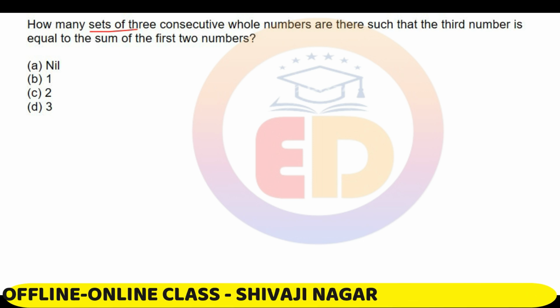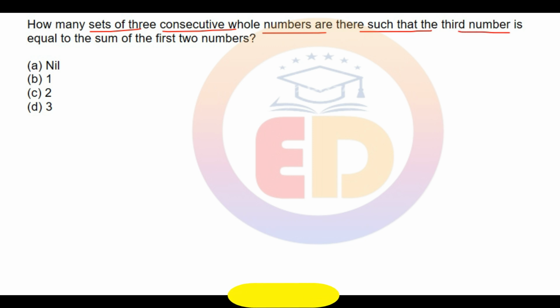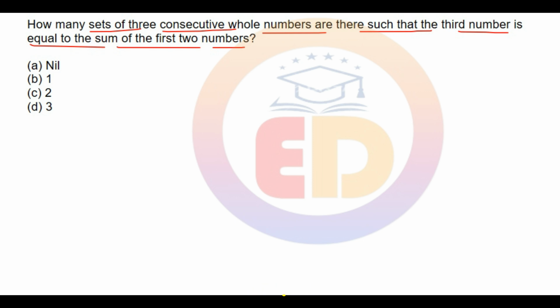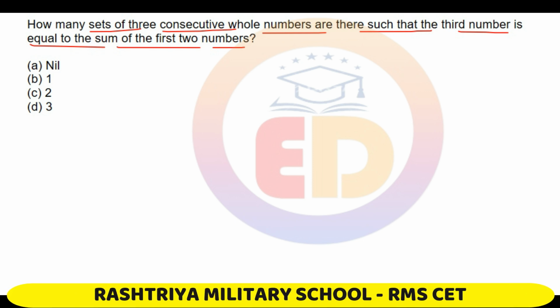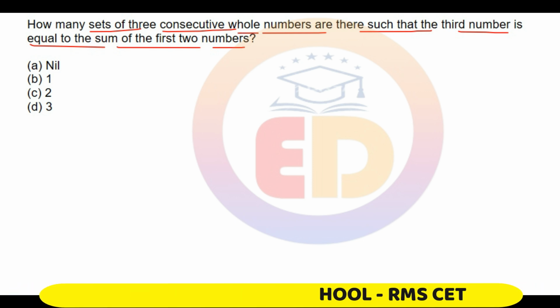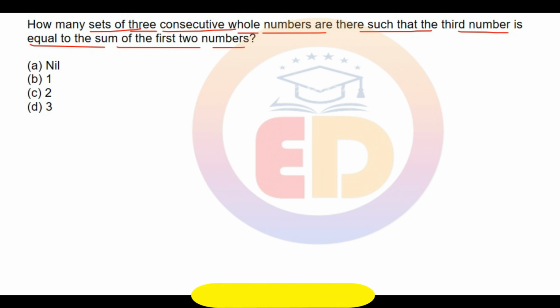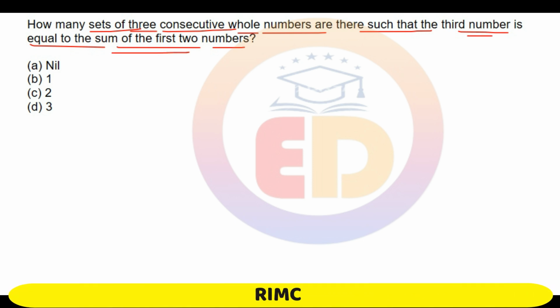How many sets of 3 consecutive whole numbers are there such that the third number is equal to the sum of first 2 numbers? 3 consecutive whole numbers के ऐसे कितने sets होंगे जहां पर third number जो होगा वो first और second का sum होगा.